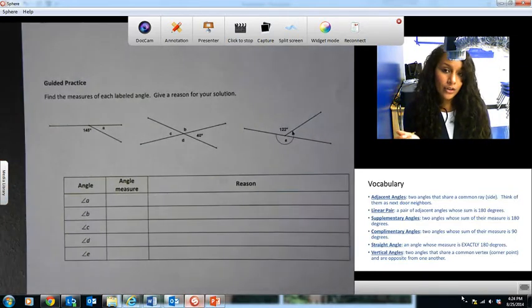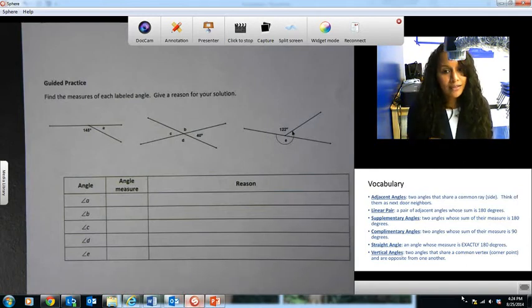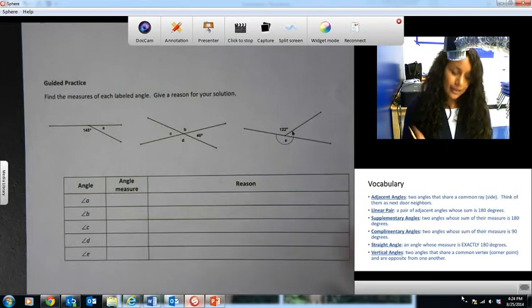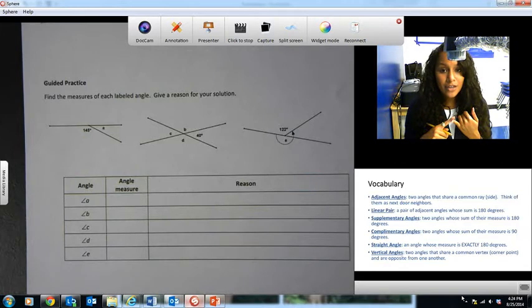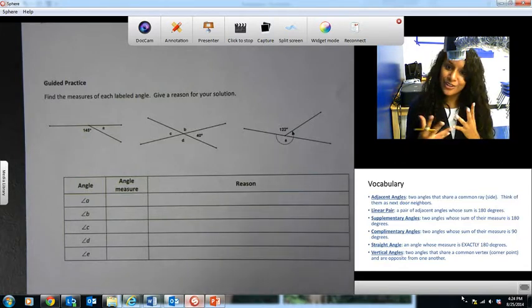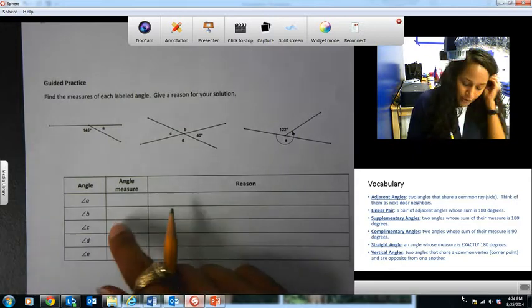Now remember, when we write proofs, we have to use basic definitions and known facts to prove something is true. And in this case, we're going to be using, as our reasons, the definition of supplementary angles, vertical angles, adjacent angles, and everything else that we've covered, right? So let's go ahead and complete this chart.